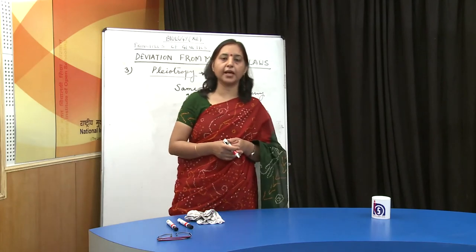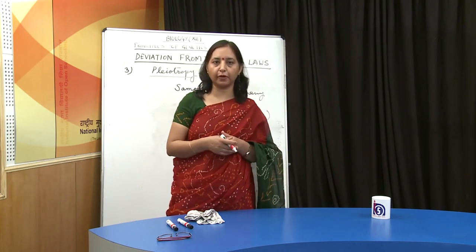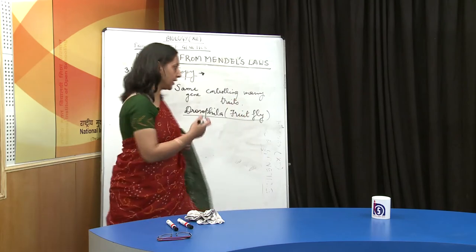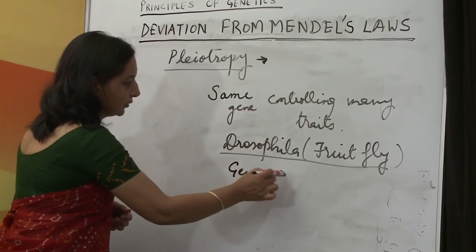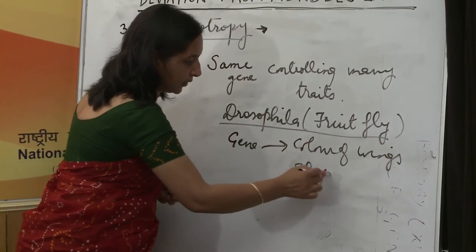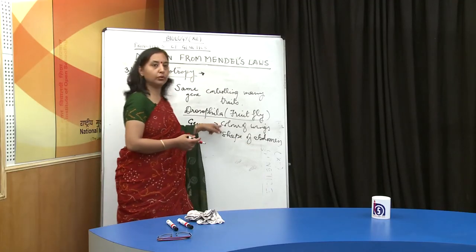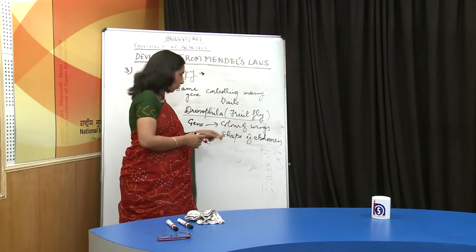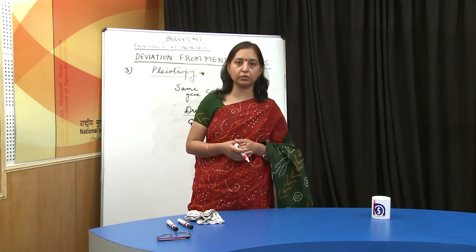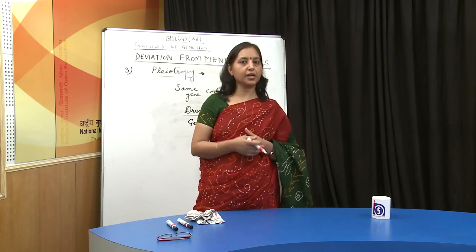Drosophila or fruit fly is the fly that is found hovering around the fruits because it's eating the fungi that is growing on the fruits. Now, in this particular fruit fly, it was found that the same gene is controlling many traits. And the example is the gene which was controlling the color of the wings also controlled the shape of the abdomen. Now here, the same gene is controlling two different traits, not only the color of the wings, but also the shape of the abdomen. And size of the wings was also controlled by the same gene. Here, the same gene is controlling more than one trait. So this was again the deviation from Mendel's laws, and this is known as pleiotropy.